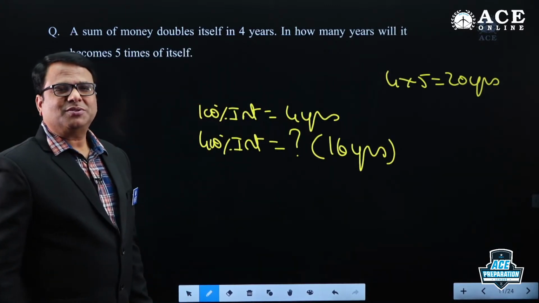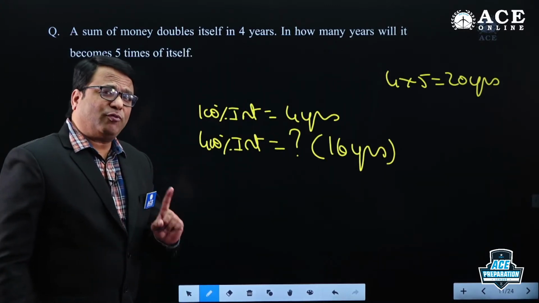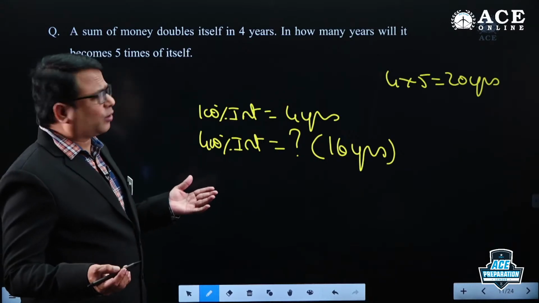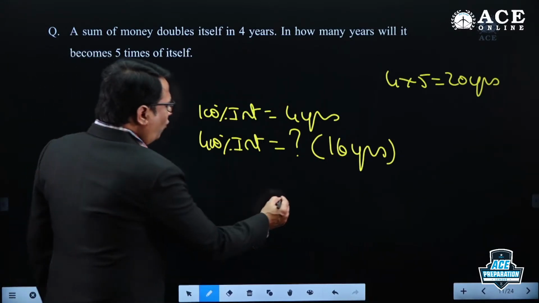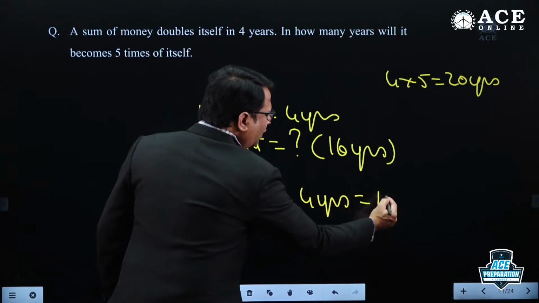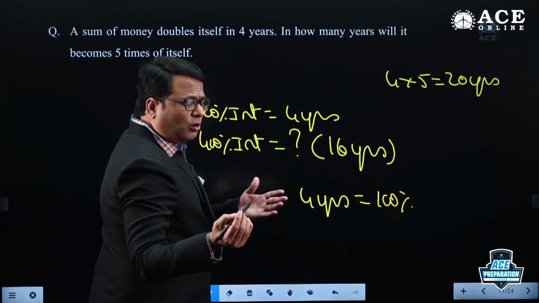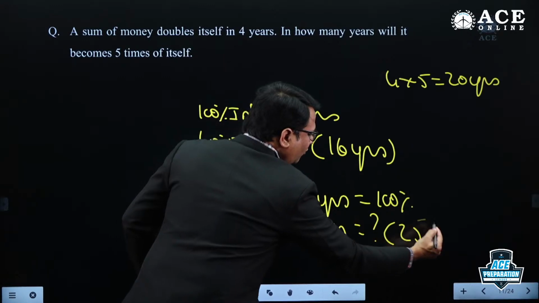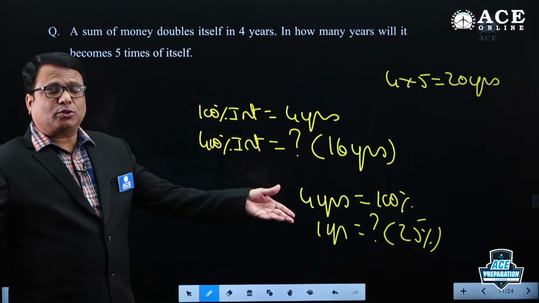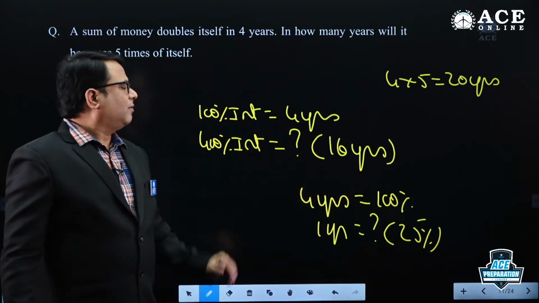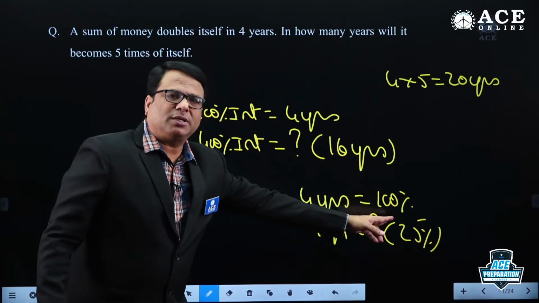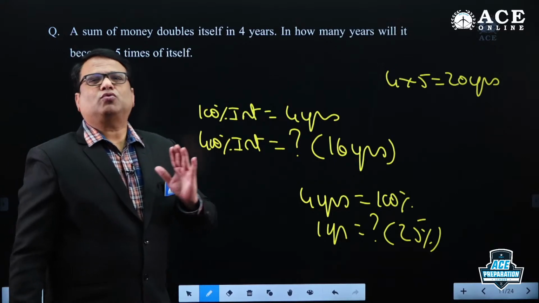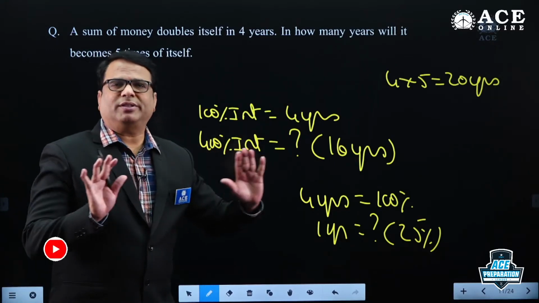Very simple. 16 years. And suppose in this question, you are asked to find the rate of interest. For 4 years, you get 100%. Rate of interest is always expressed per annum. So for 1 year, how much? You can say it is 25%. In 4 years, we are getting 100% interest, so in 1 year we get 25%. Then I can say rate of interest is 25%. A very, very simple way of solving this type of questions.